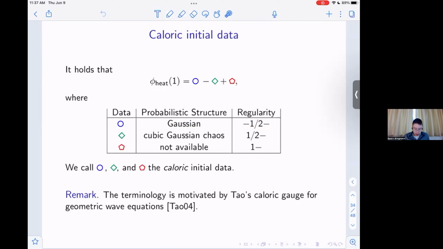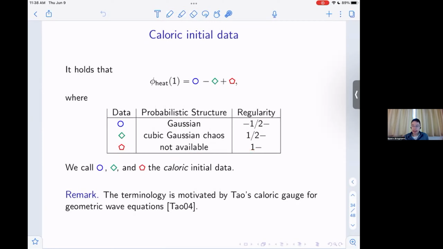The third component, which we have here, which is the green component, this is the cubic Gaussian chaos. So its probabilistic properties are now a little bit more complicated than what we had before, but it now has regularity 1/2 minus. So it's already a lot smoother than what we had before, right? The last component, which is here, this red one, for this, we don't necessarily have much information regarding its probabilistic structure. We have some tail estimates, but that's basically everything that we have. But we don't need that because it has a very, very good regularity. It has regularity 1 minus.